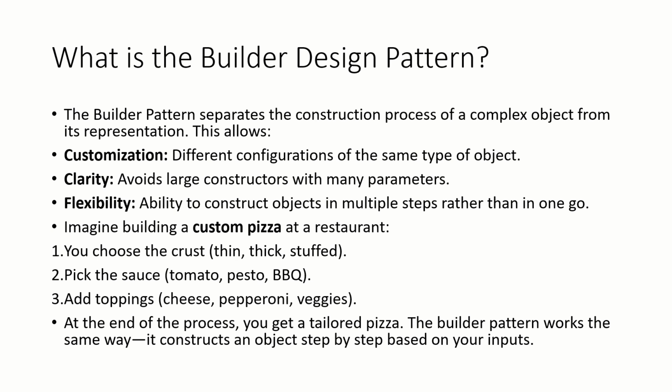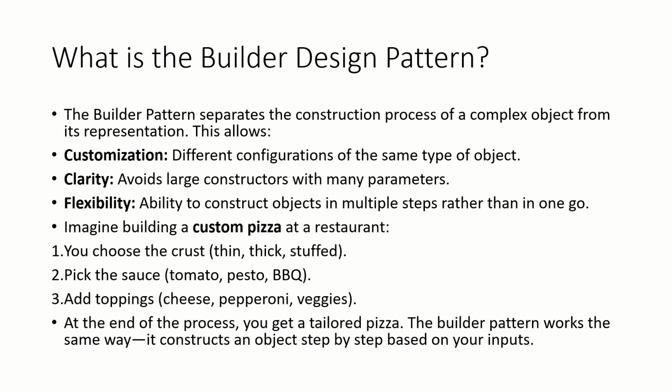Okay, imagine building a custom pizza at a restaurant. You choose the crust, like thin, thick, or stuffed, and then you can pick the sauce, whatever sauce you want, like tomato, pesto, or BBQ, and you can also add toppings on top of it, like cheese, pepperoni, or veggies. Okay, so this is how you create your custom pizza, and this is how you can create your custom object using the builder design pattern. At the end of the process you get a tailored pizza, and the builder pattern works the same way. It constructs an object step by step based on your priority inputs.